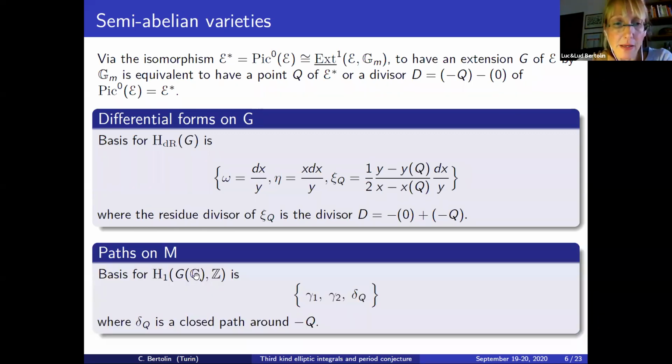The paths of G, or here there is a mistake, instead of paths on M, one should read paths on G. As a basis for H1 of G over Z, we take gamma 1, gamma 2, which are a basis of loops in the elliptic curve. And then we take delta Q, where delta Q is a path around the point Q minus Q. And Q is always the point which parameterizes the extension G.